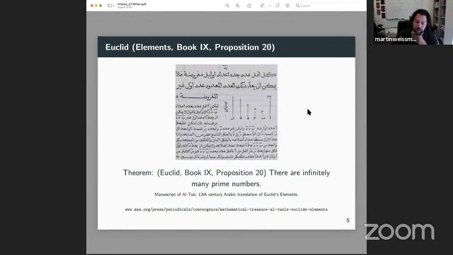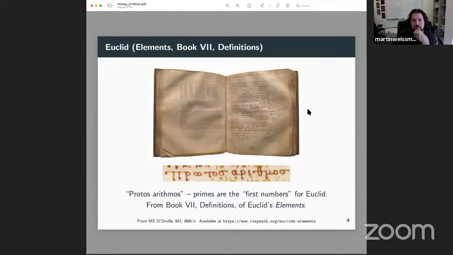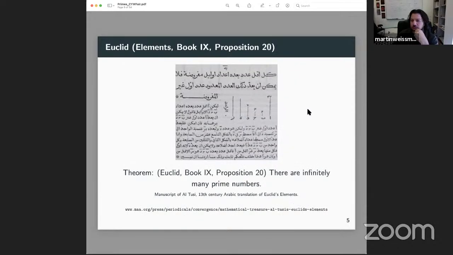This edition of Euclid is in Greek, but it traveled around and was translated into many different languages. So here's another edition. This is a manuscript from the 13th century. It's an Arabic translation by Al-Tusi. This is from book 9 of Euclid's Elements.